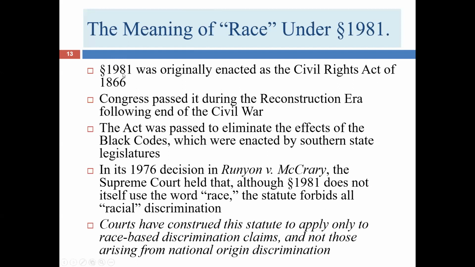Section 1981 has been defined to really be focused on race, not including national origin. It definitely doesn't include things like gender or religion or age or disability. And so as you're thinking about Section 1981 claims, we're really going to focus on the racial component.